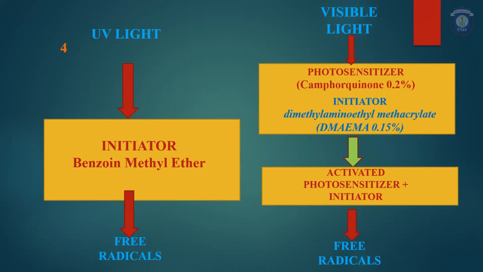If you take an example of a UV light, it basically acts on an initiator named benzoyl methyl ether in a composite resin, which will be converted into free radicals. Whereas in the case of visible light, it acts on a photosensitizer named camphoroquinone, which is available at a concentration of 0.2 percent, which will in turn act on an initiator, dimethyl aminoethyl methacrylate. And this activated photosensitizer and initiator combination will in turn generate free radicals. And generation of free radicals is mandatory for converting the monomer into its polymeric form.